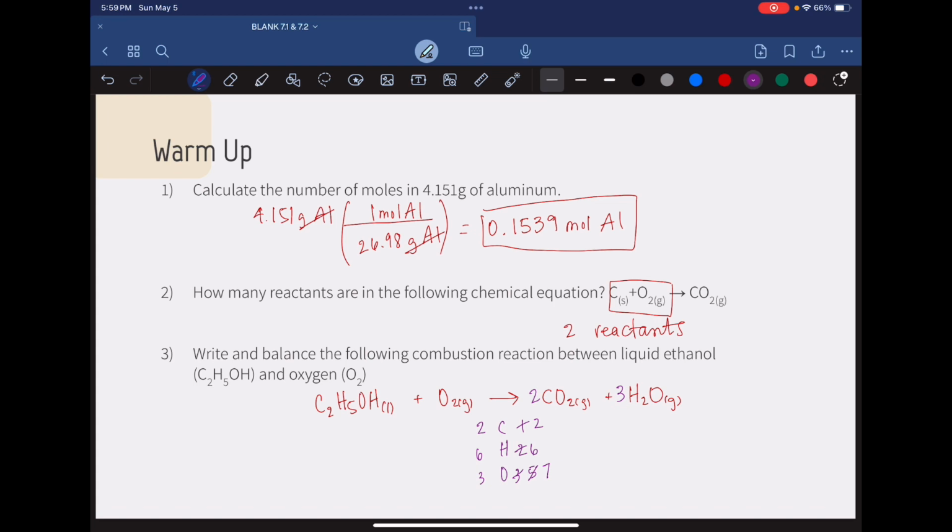How will I get to 7? Well, I notice that 1 oxygen is in my ethanol. I'm not going to touch that. So 3 minus 1 will be 2. 2 from my oxygen by itself. And if I put a 3 in front of it, 3 times 2 is 6, plus that 1 gives us 7. Here is my balanced equation.